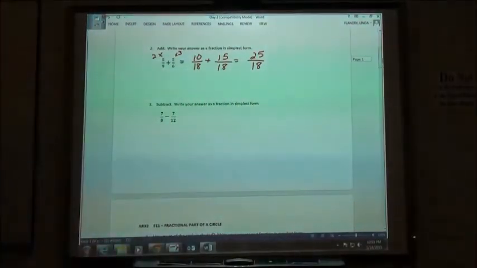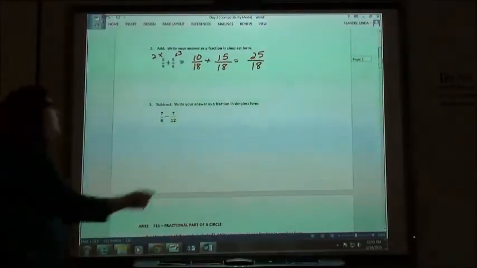Subtracting, same thing, I have to find a common denominator. This time I'm taking 7/8 minus 7/12. So I'm trying to think of my least common multiple if I have an 8 and a 12. 24. 24, exactly.